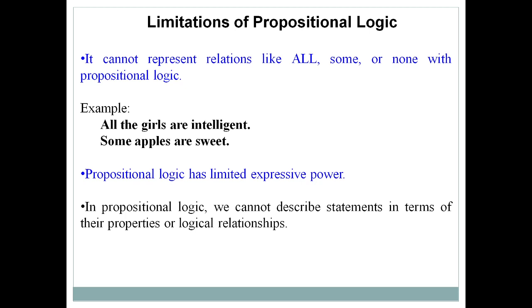But suppose we want to represent a condition that some students are clever. It will not support such kind of proposition. We cannot represent it with the help of propositional logic. That's why we understand here that it does not support relations like all. Suppose I am saying that all students are clever. Can we represent it with the help of propositional logic? The answer is no. Can I represent some students are clever? No. Or none. This kind of relation we cannot represent with propositional logic. Just as we have taken examples, all girls are intelligent, we cannot represent it. Some apples are sweet, this also we cannot represent with propositional logic.